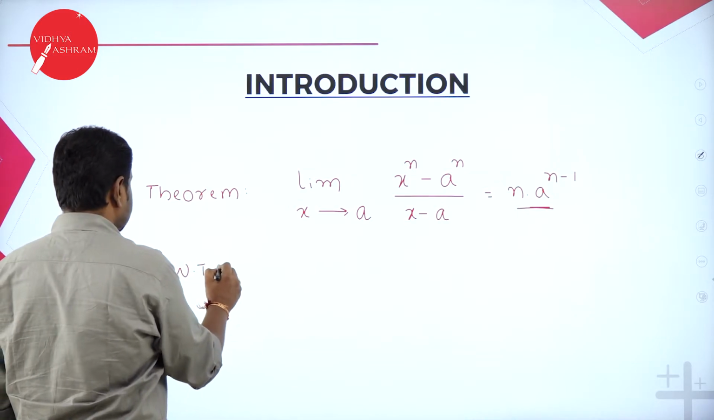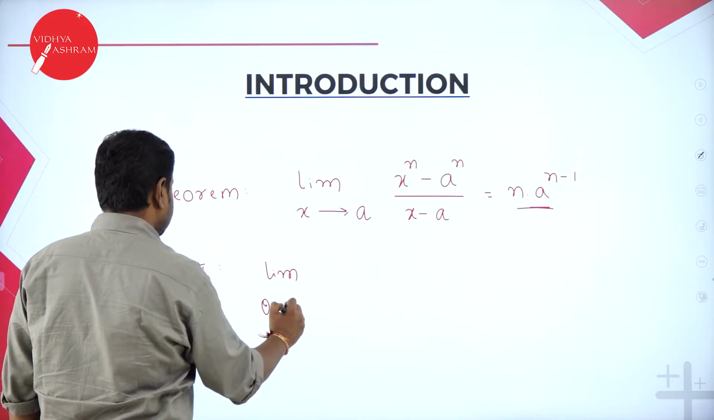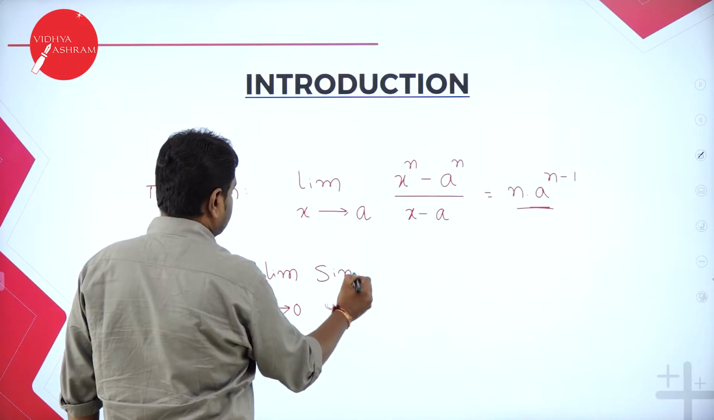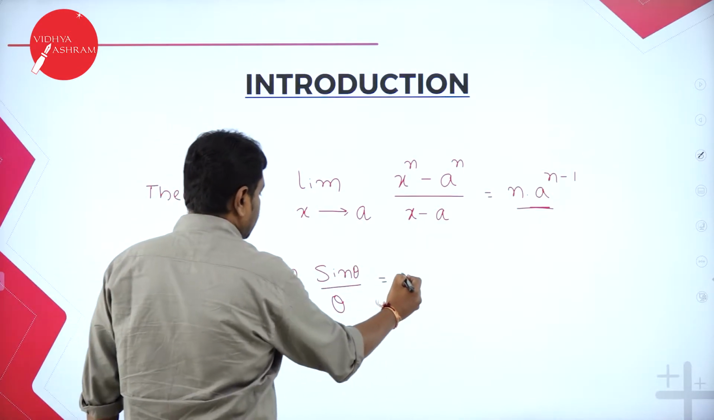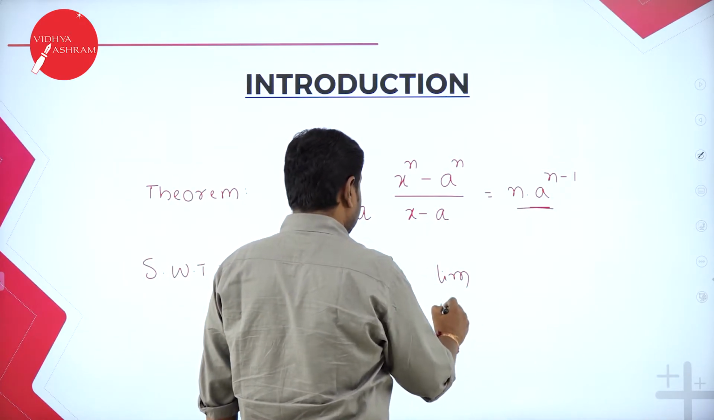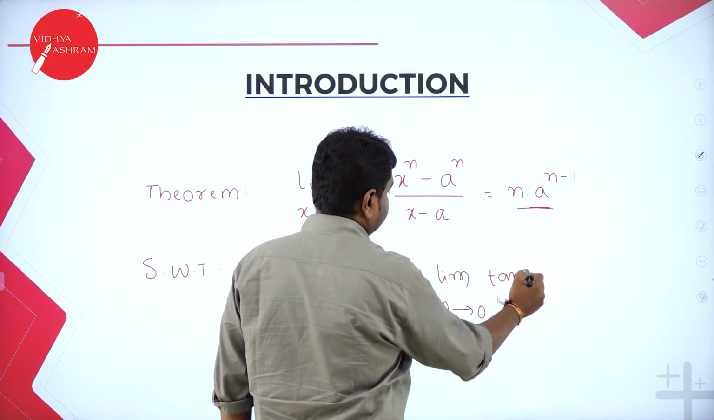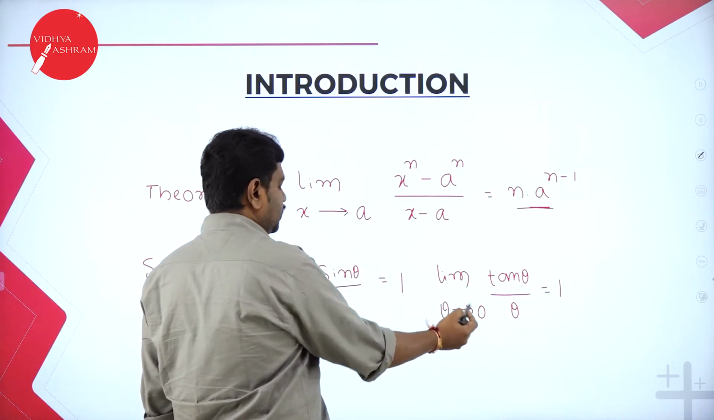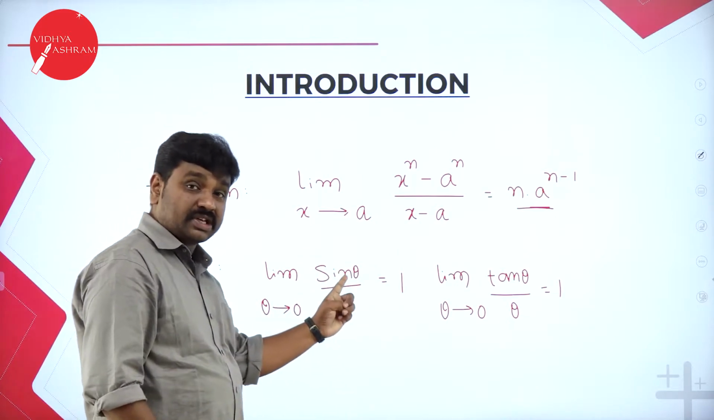Sandwich theorem, that is limit theta tends to 0 or x tends to 0, whatever, sin theta by theta. Here if you take theta, here also is 1. Similarly, limit theta tends to 0, tan theta by theta is also 1. Sin theta by theta or tan theta by theta is what? 1.